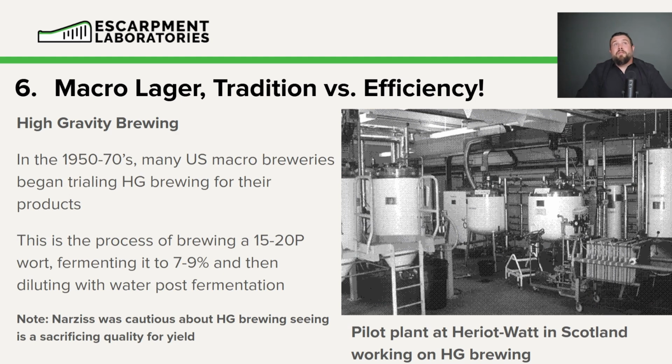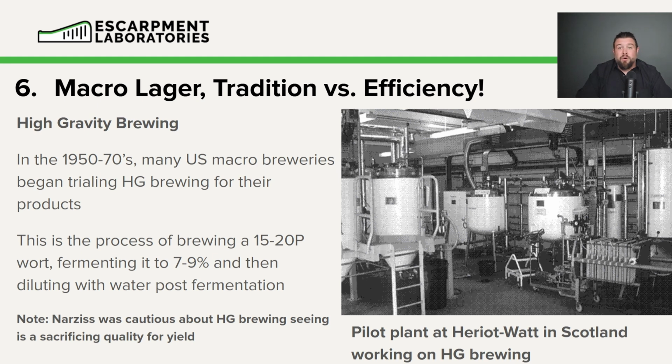High gravity brewing was developed mainly in the 1950s to 70s through many different US macrobreweries and a few Scottish ones that would become important soon. Trials for this started in the 50s and really started to ramp up by the 70s, where it started to be commercially adopted by many different breweries. Now, what you see here on the right-hand side is the pilot plant at Heriot-Watt in Scotland. This is one of the places where high-gravity brewing was first pioneered and refined.